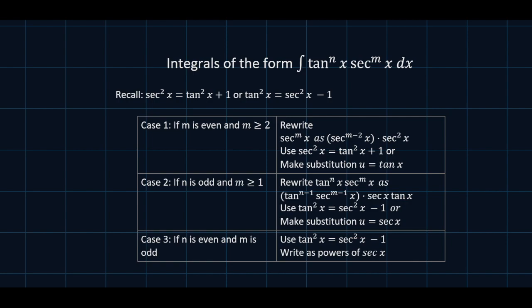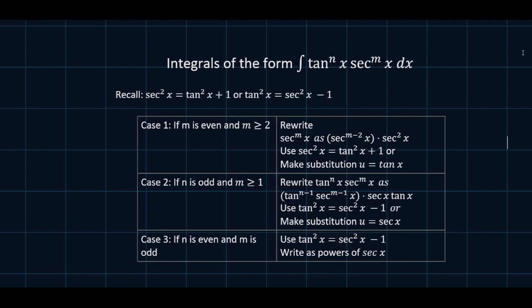Secant squared x equals tangent squared x plus 1, or tangent squared x equals secant squared x minus 1. Okay, so these are just consequences of the Pythagorean identity, sine squared x plus cosine squared x equals 1. We again divide it into three cases.